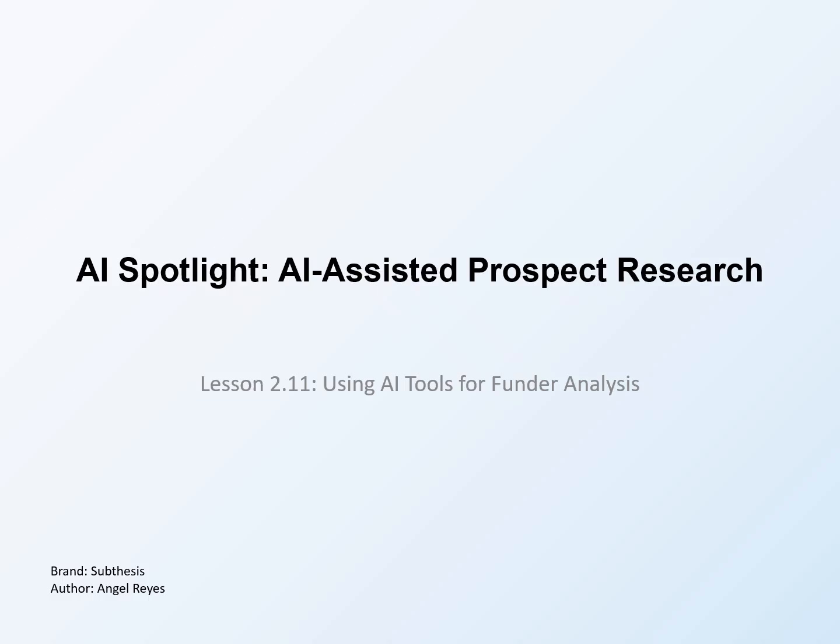Welcome to Lesson 2.11 of the Grant Architect course, our second AI Spotlight module. Building on the foundation research skills developed this week, this lesson explores how AI tools can assist with prospect research. AI can help synthesize Foundation 990 data, summarize funder priorities, and draft initial funder profiles, potentially saving significant research time.